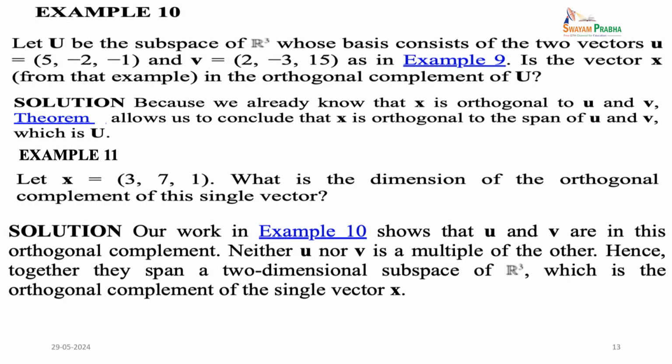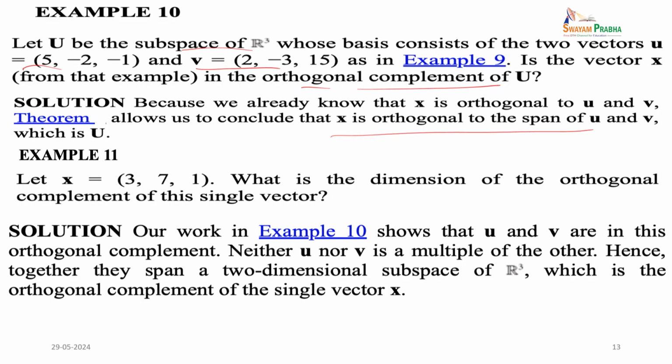Next example, let U be the subspace of R cube whose basis consists of the two vectors u and v given as in example 9. Is the vector x in the orthogonal complement of U? The solution: we already checked that x is orthogonal to u and v. Now, we conclude that x is orthogonal to the span of u and v, which is U. That is the answer to the question.